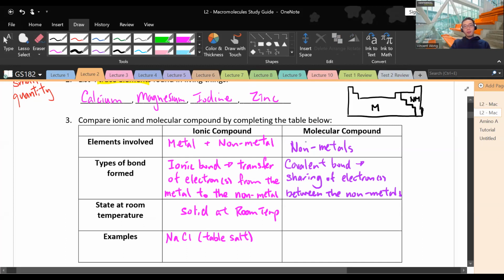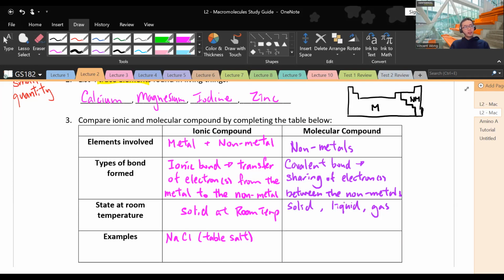Let's talk about molecular compounds. The bond is not as strong in molecular compounds, and so they could exist as solid, liquid, or gas. Any of them would be possible. Does anyone have examples of molecular compounds by any chance?